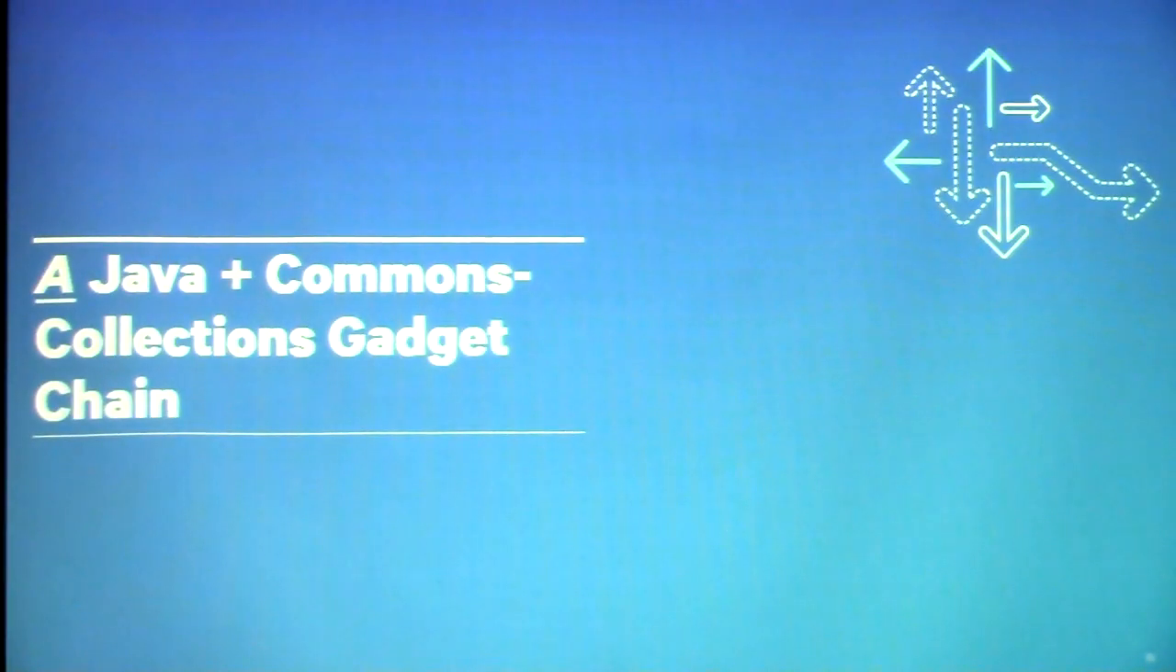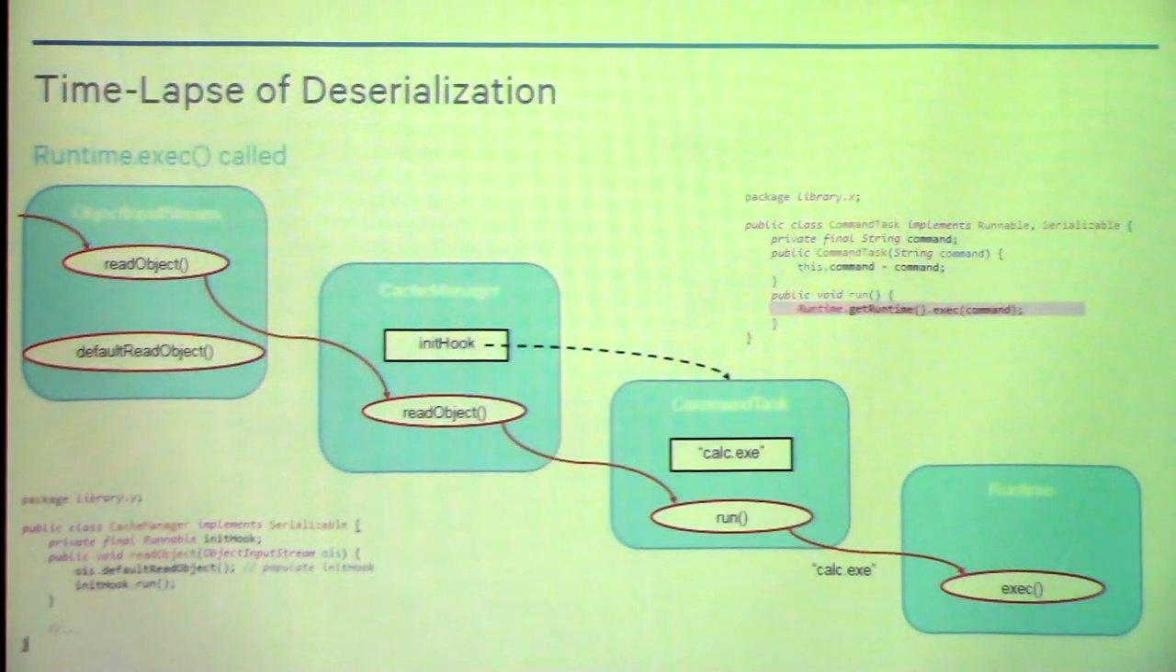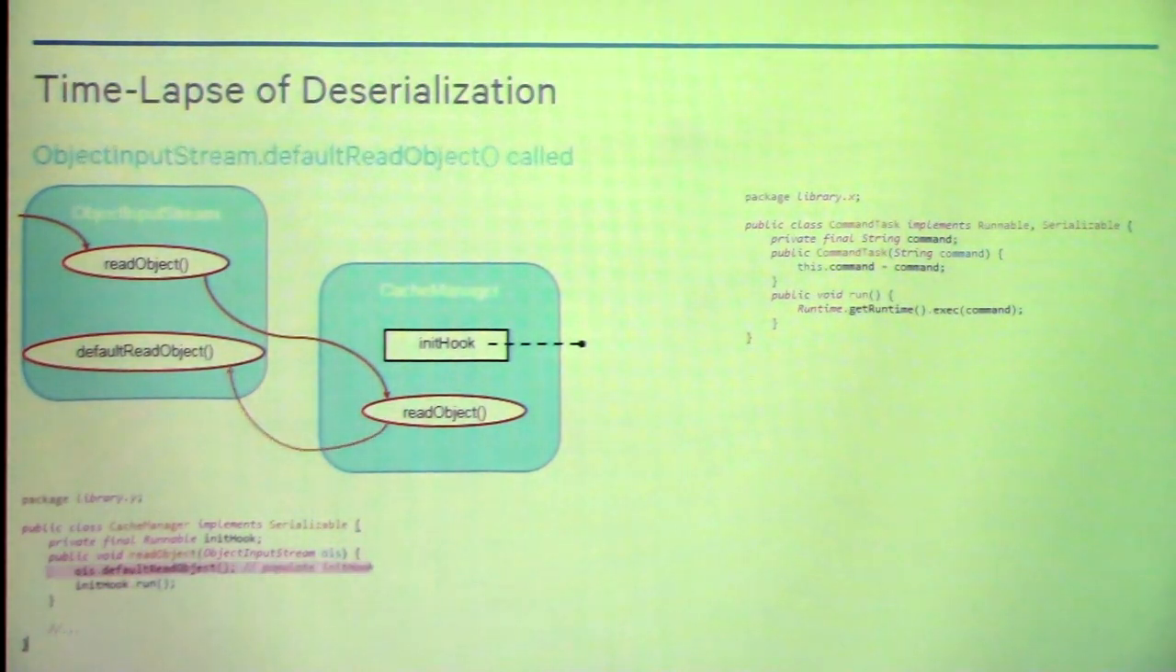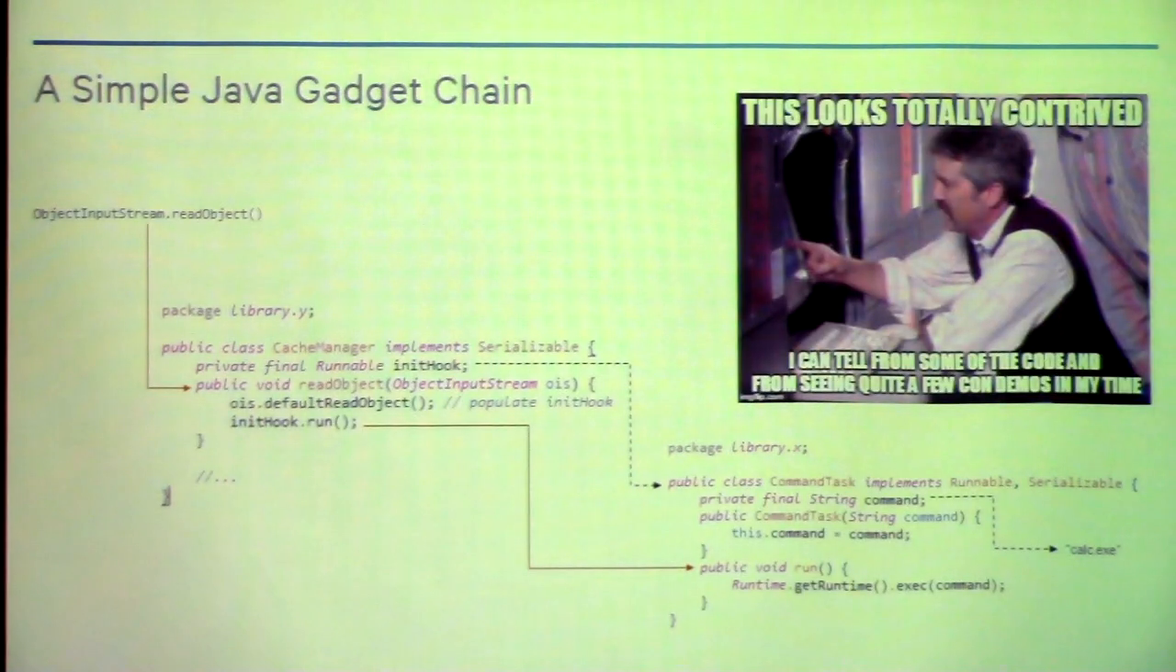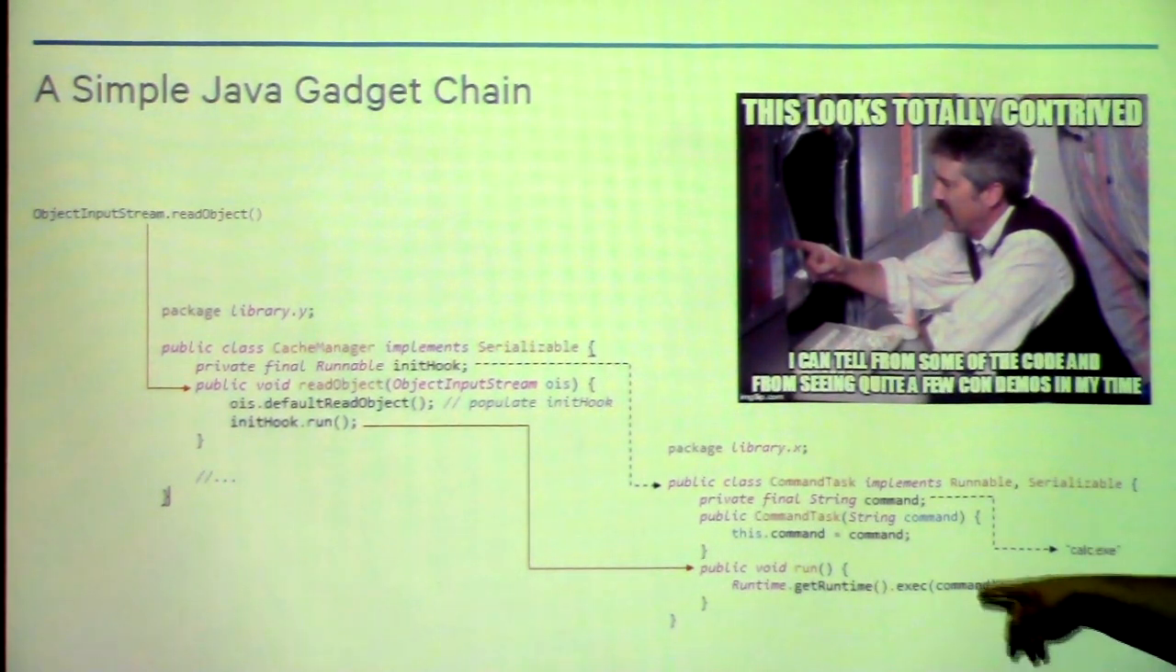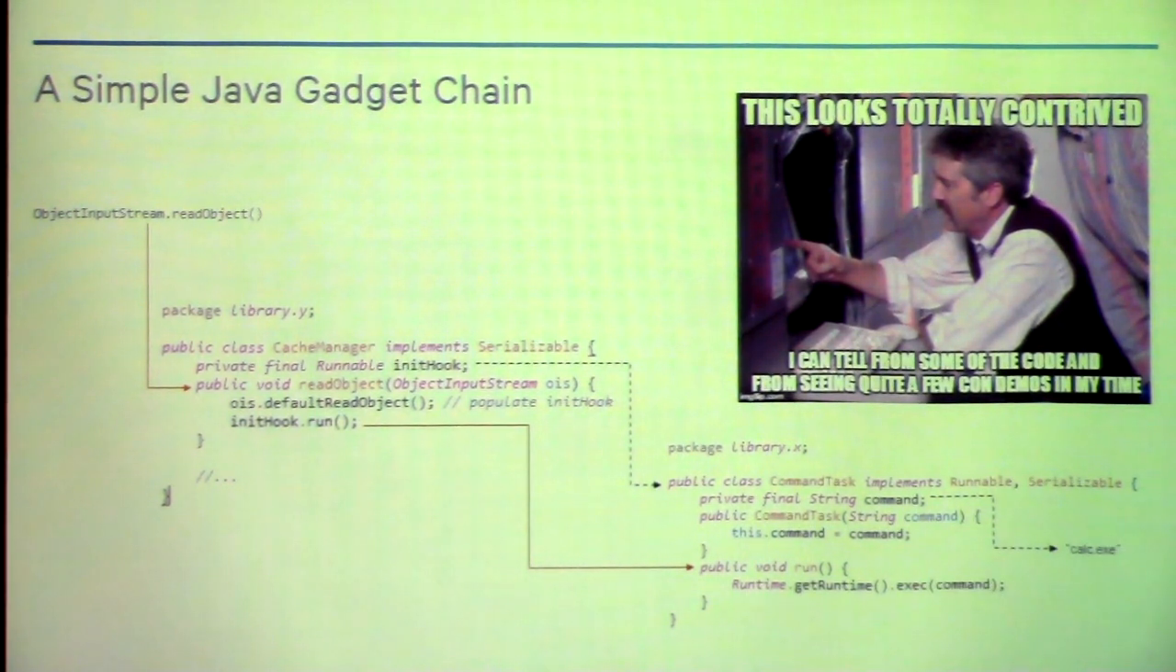Where was the calc.exe specified in your example code? I missed the line. Yeah, I didn't actually have the part where it creates the payload. I'll skip that. But basically you just have code that instantiates these objects and nests them in each other, and the command task has a constructor, so you just pass in the constructor and then you just serialize it.